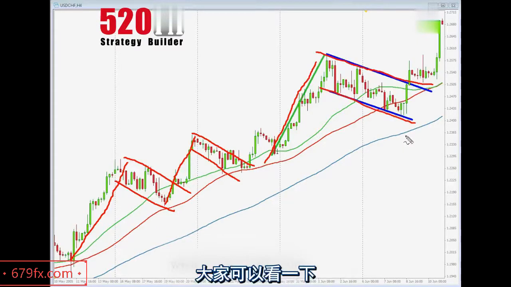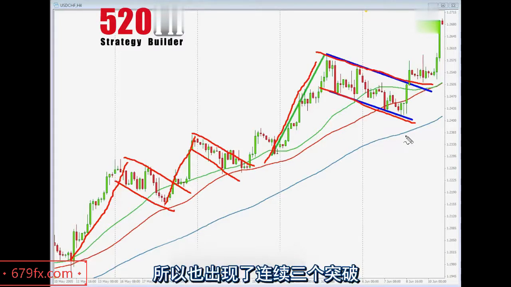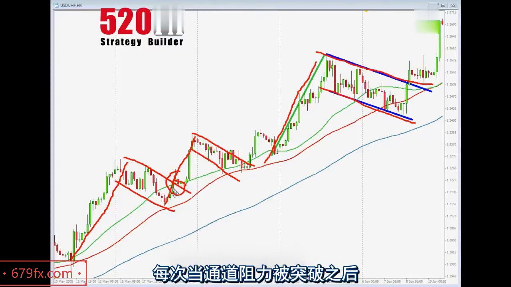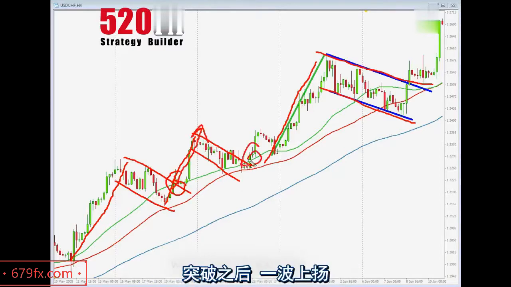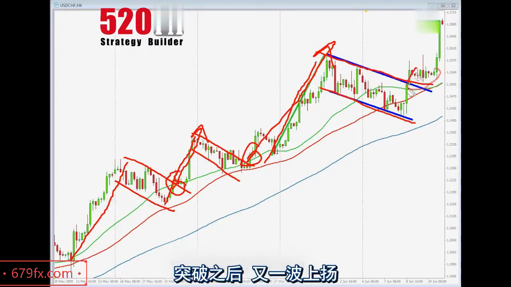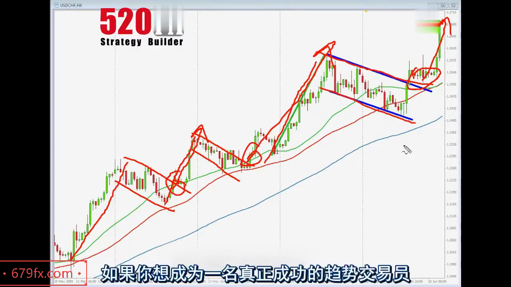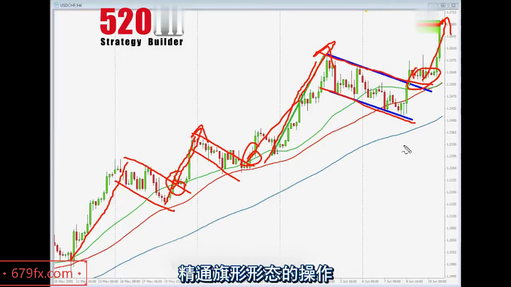In just one trend, we had 3 following swings, 3 following flags, and therefore 3 following breakouts in a row that you could have profited from. Every time they give way, bang, new swing to the upside. So it is important to become familiar with flags. They are so common that if you want to become a truly successful trend trader, you must get accustomed to trading the flags.